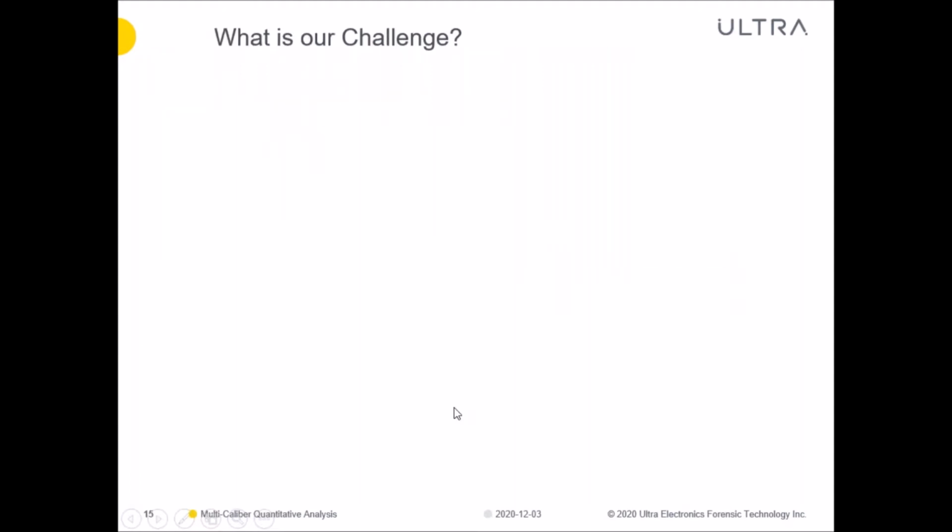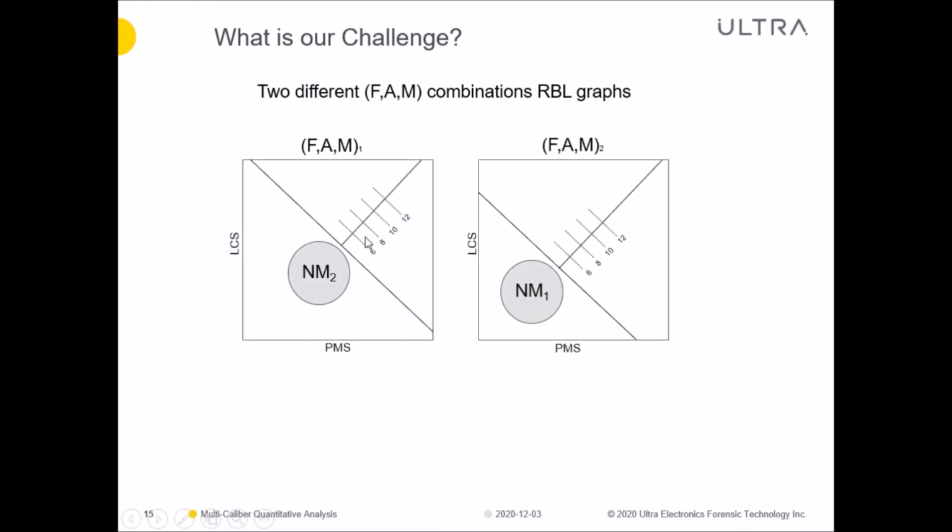So here's an overview of exactly the challenge we're facing. Let's say we have 2 different FAM combination RBL graphs. On the left, we have the first combination, FAM1. On the right, we have the second combination, FAM2. And we just said that the difference is the location of the non-matching score, which means that we have different locations of the separation line, and we have different locations of the false match rate index isolines.